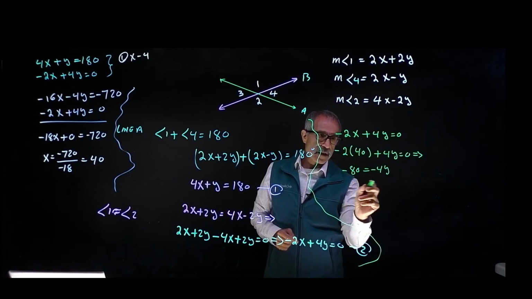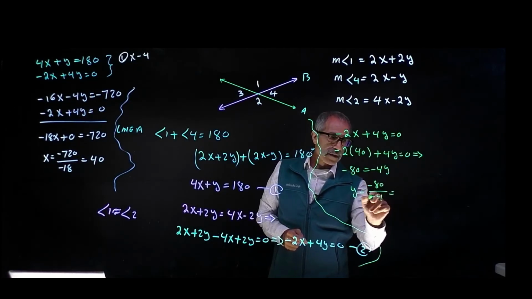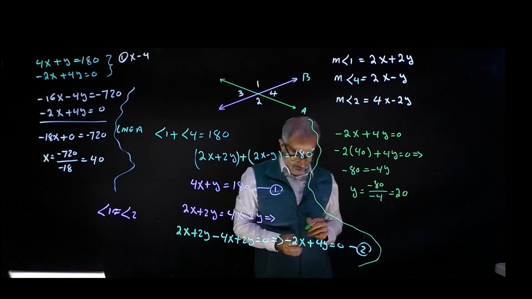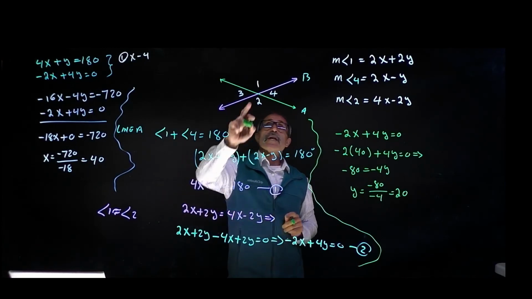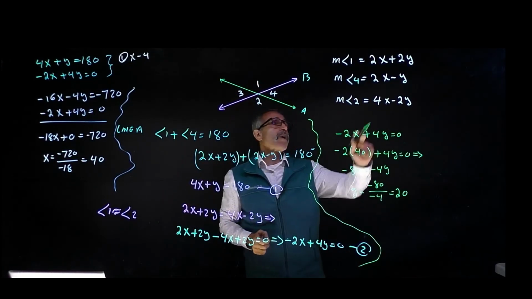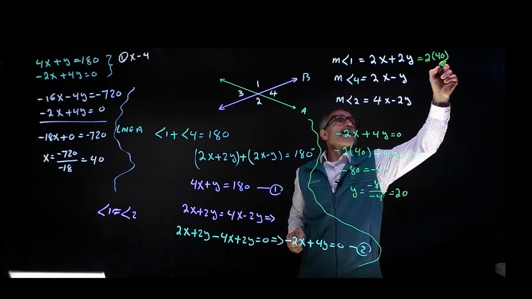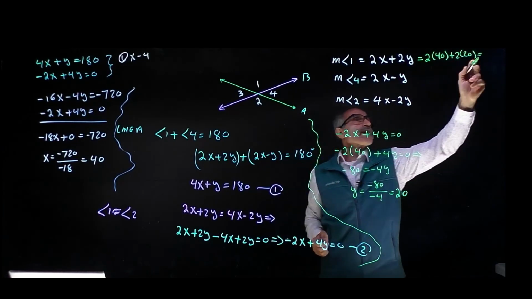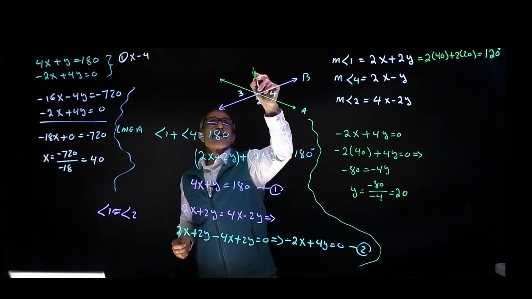Then you have y is equal to minus 80 divided by minus 4. The negatives cancel each other out, so your y is going to become equal to 20. Now we have x is equal to 40, y is equal to 20. Let's find out angle 1. Angle 1 comes out to 2 times 40 plus 2 times 20. That's 80 and 40, 120 degrees. So we know this one comes out to 120.